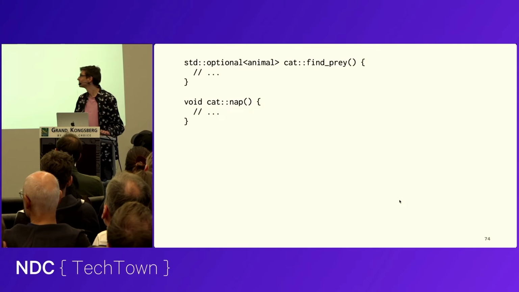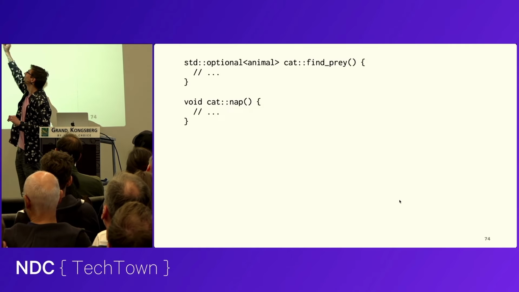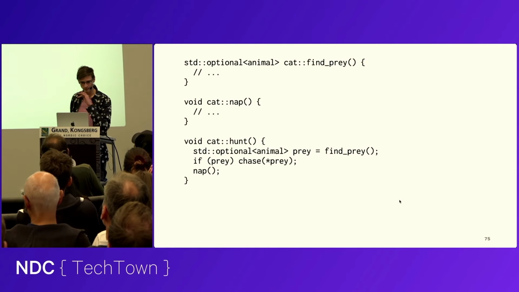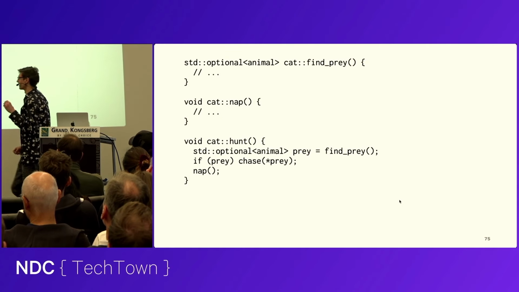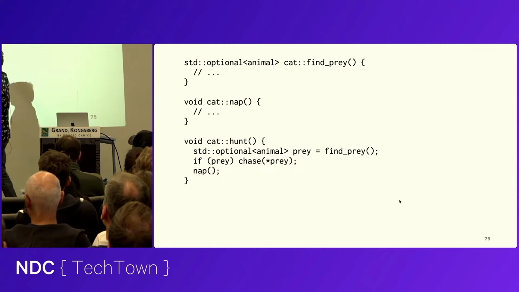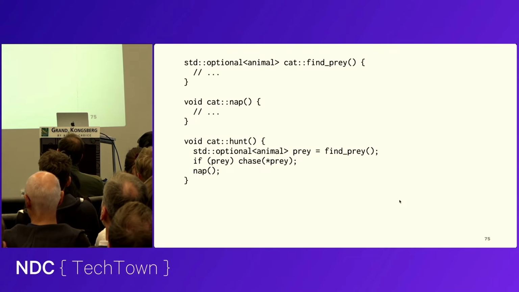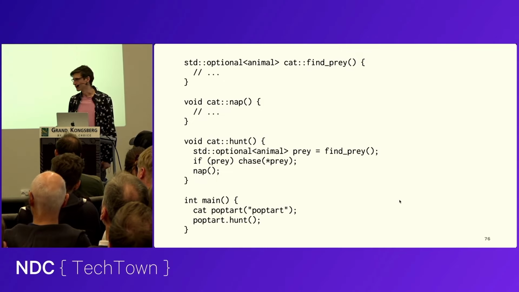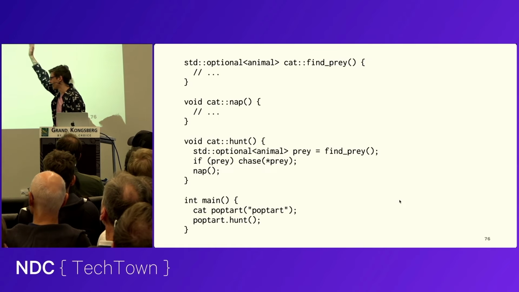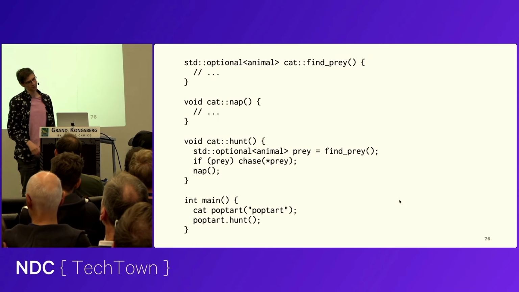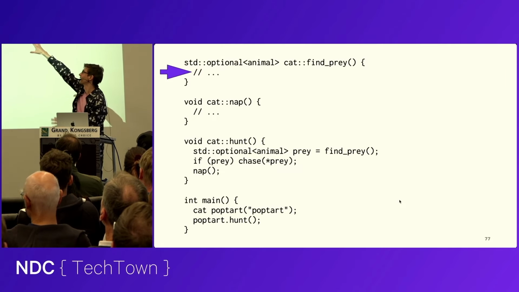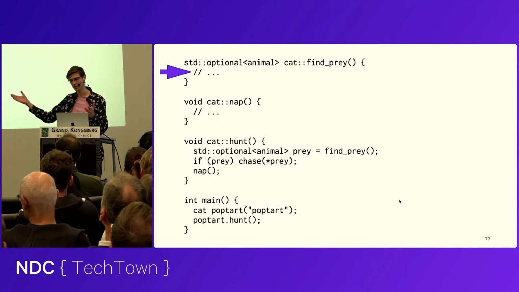Okay, stack unwinding. So imagine that we've got a couple of functions, like find prey and nap, which I just stubbed out for now. Maybe we have a hunt function, which tries to find some prey, and if we find it, we chase it, and then we have nap. Naps are good. Have naps. Then maybe we implement a main function, which creates a cat called Pop-Tart, and says, hey, Pop-Tart, go on a hunt. Now, say we set a breakpoint, and we're inside find prey, and we've hit it.